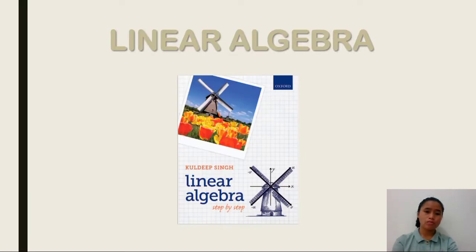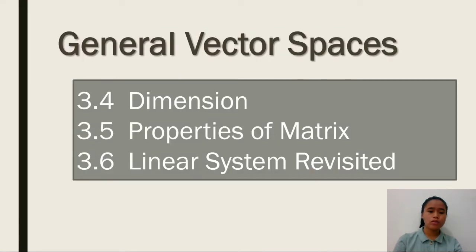My reference book is Linear Algebra Step by Step by Kuldeep Singh. Now we learn about general vector spaces. This chapter has several subsections: 3.4 Dimension, 3.5 Properties of Matrix, and 3.6 Linear System Revisited.